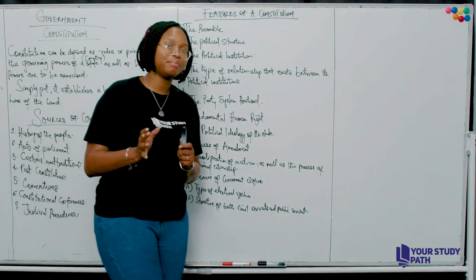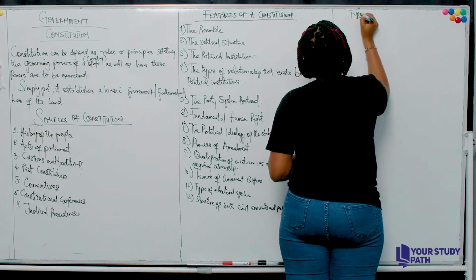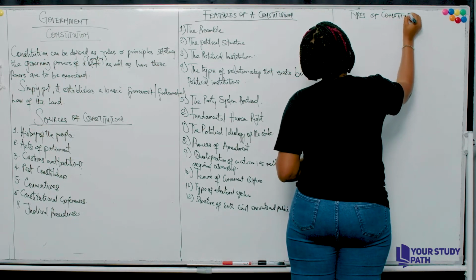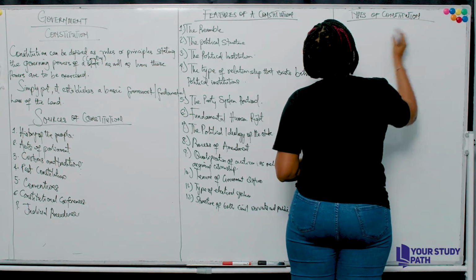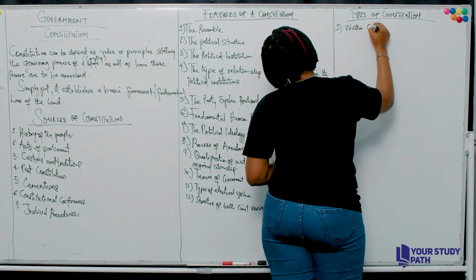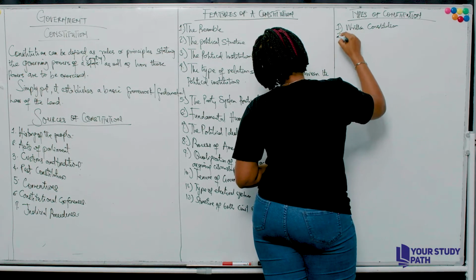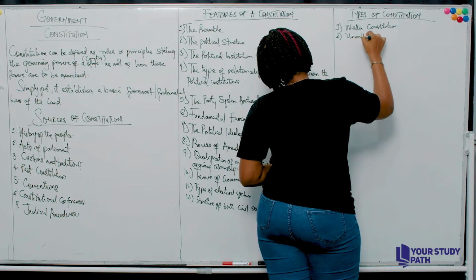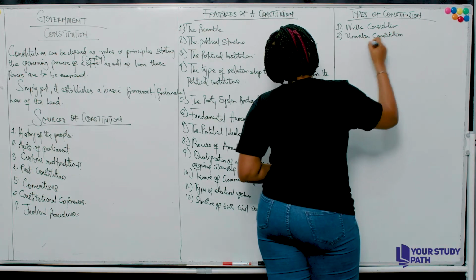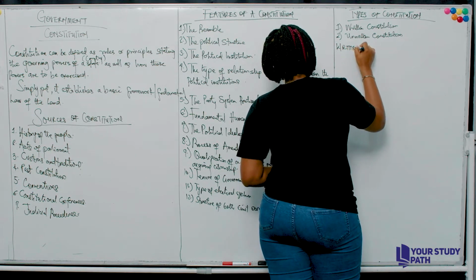Now, let's look at the types of constitution. There are various types of constitutions. However, they can be classified into 2. We have the written constitution and the unwritten constitution. So we'll start with the first one. Let's look at a written constitution.